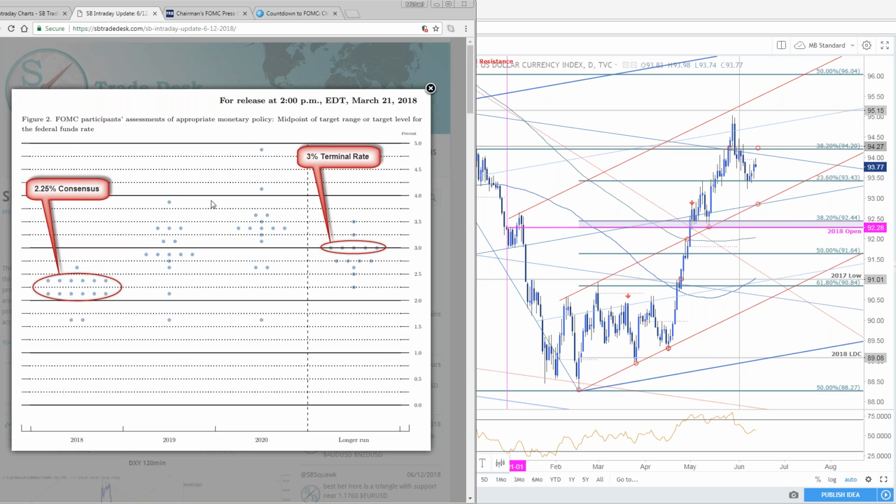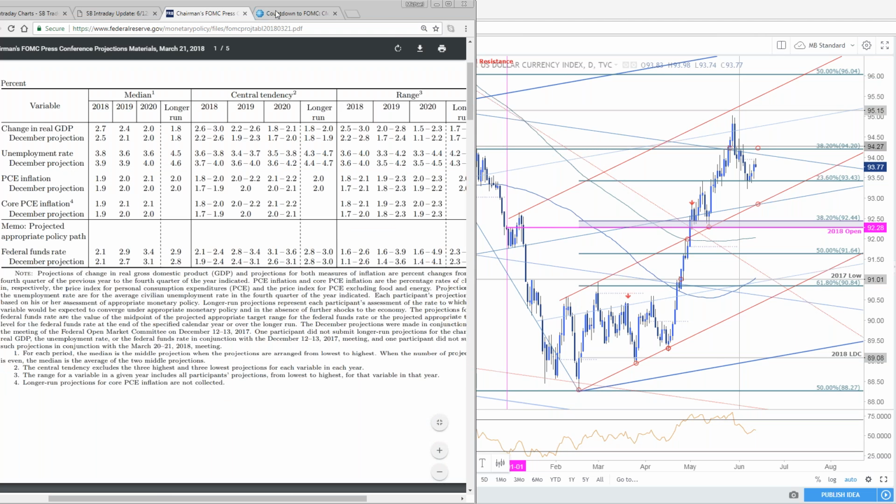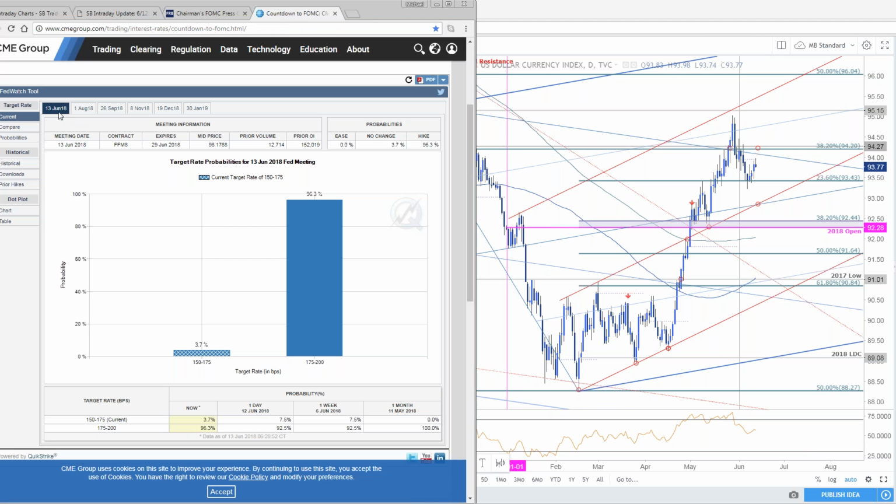Where do we stand now? Here's what the projections look like. For June right now, 96, 97%. Basically, the markets have priced in a 25 basis point hike. That puts us at 2%.